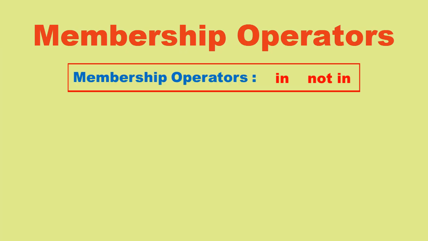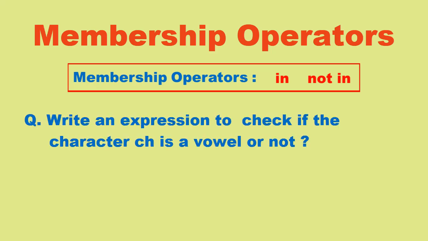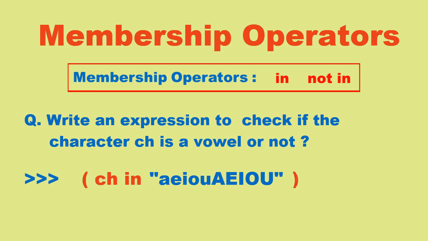Next there are membership operators in Python, in and not in. They are used to validate whether a value is found within a sequence such as string, list or tuple. For example, if the question is to write an expression to check if a character is vowel or not, then you will create a string containing all the vowels and then use the in operator to check if a character ch is vowel or not. This will return true or false.